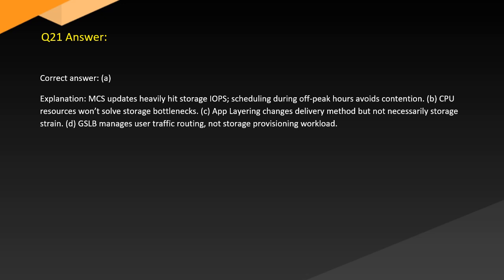Answer. Correct answer, A. Explanation. MCS updates heavily hit storage IOPS. Scheduling during off-peak hours avoids contention. B. CPU resources won't solve storage bottlenecks. C. App layering changes delivery method but not necessarily storage strain. D. GSLB manages user traffic routing, not storage provisioning workload.